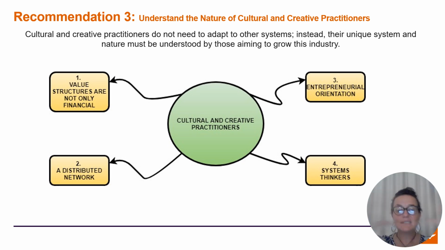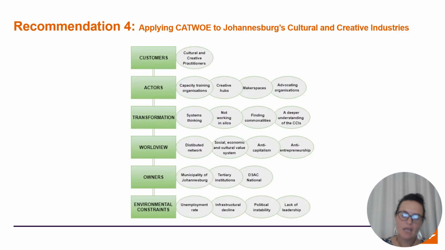They are continually finding the connections between different things that initially would seem that there is no connection. And you have to understand these components. Obviously, this is quite simplified, but you have to understand these components if you want to grow the CCIs. The fourth recommendation is applying CATWO to Johannesburg's cultural and creative industries. CATWO stands for Customers, Actors, Transformation, Worldview, Owners, and environmental constraints.